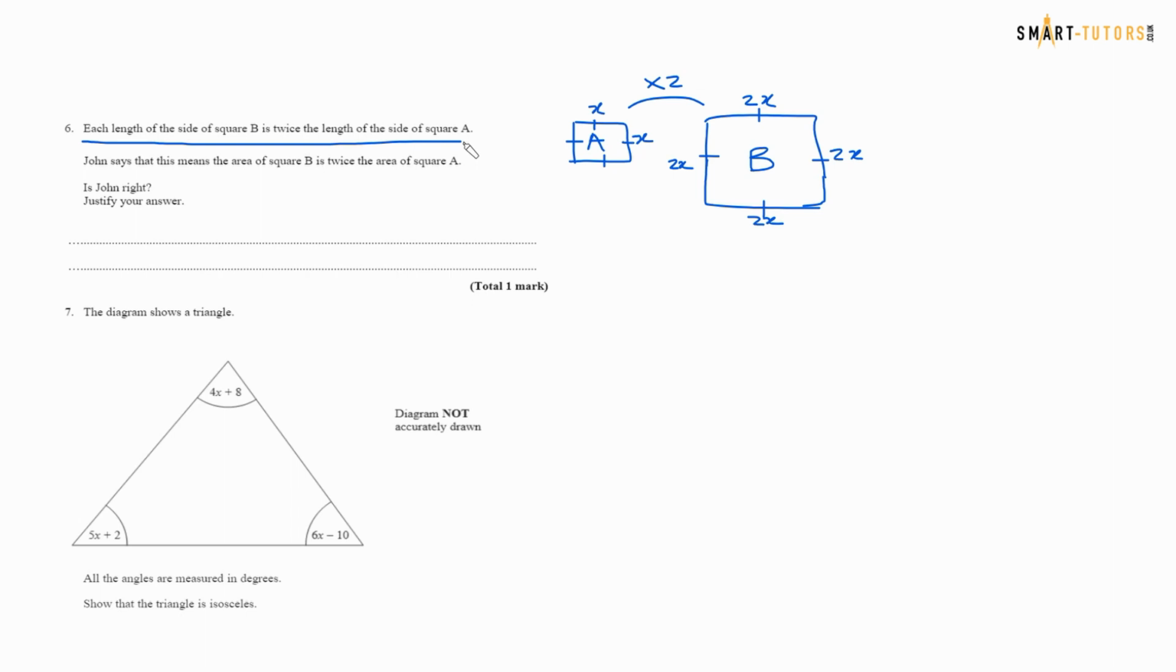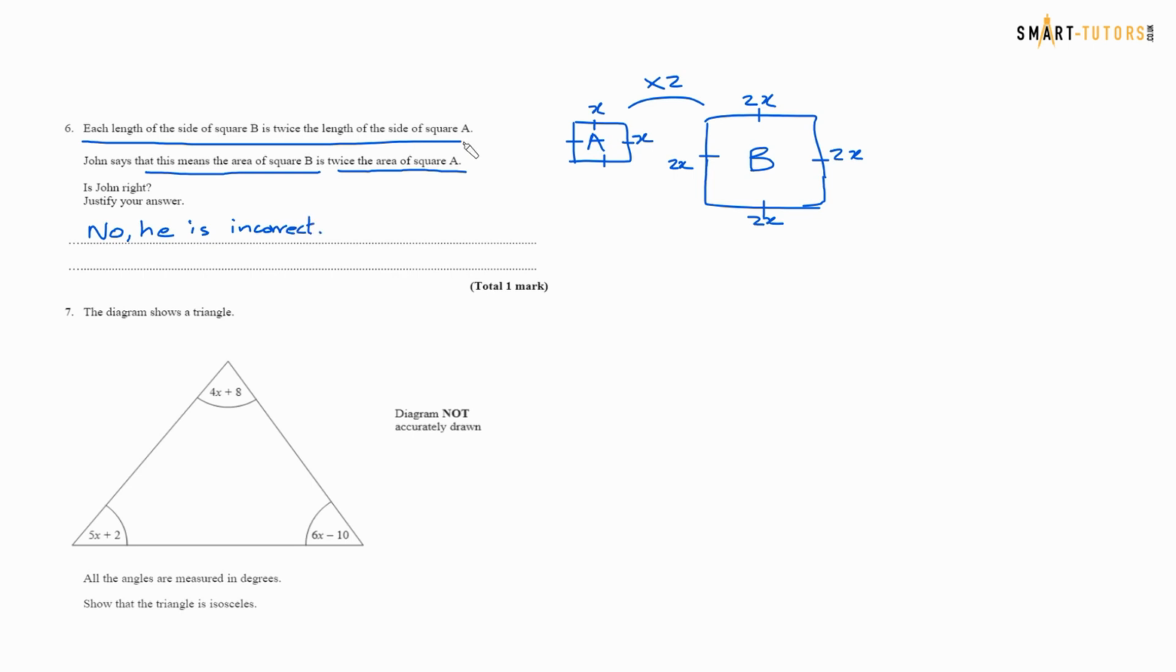Now John says this means the area of square B is twice the area of square A. Is John right? No, he is incorrect.